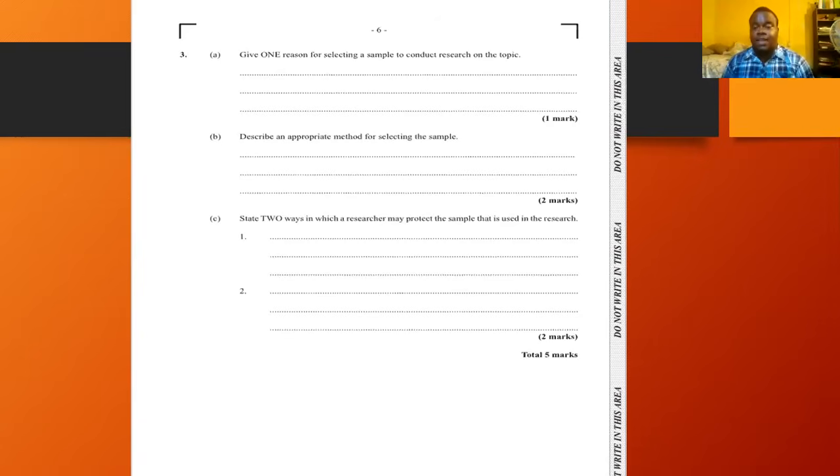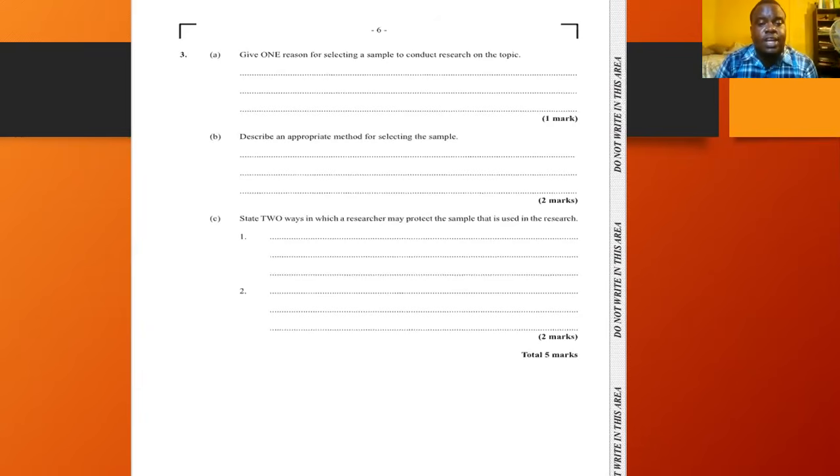Describe an appropriate method for selecting the sample, right? We have two ways for selecting samples. We have random selection, right? And then we have non-random selection. Random is when you just choose here and there, you go around and just choose. Like if you say you need 50 persons, you just select the first 50 unemployed youth and use them. Or there is non-random, where you go directly to unemployed persons, right? Please do some research on random sampling and non-random sampling. That is on you, right? Good.